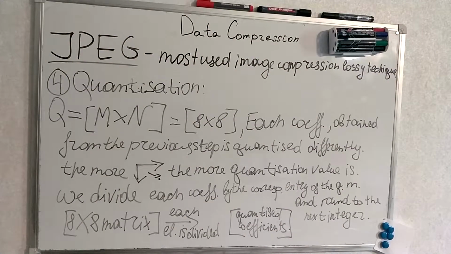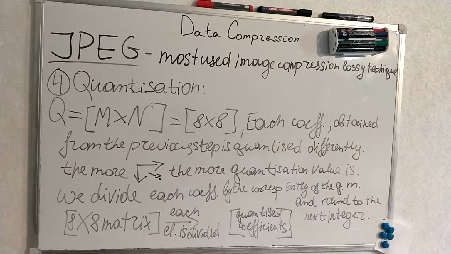And now the quantization step. We acquire some coefficients from the discrete cosine transform step. Coefficients correspond to the measure of how much our image in the 8x8 block has different frequencies. To quantize these coefficients, we will use a quantization matrix, which is also 8x8. Each coefficient from the previous step is quantized differently.